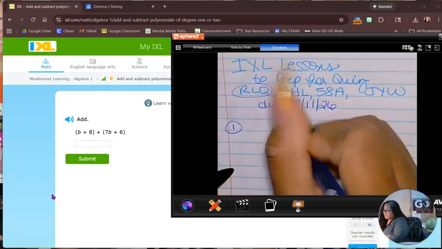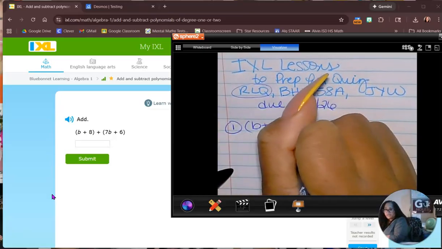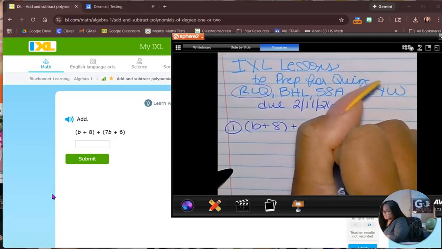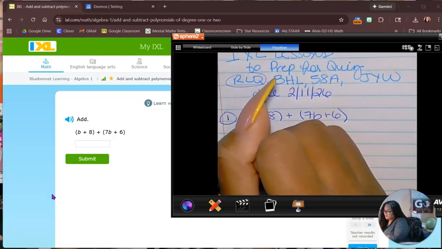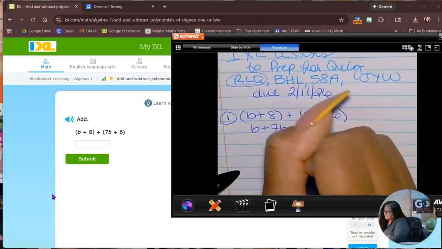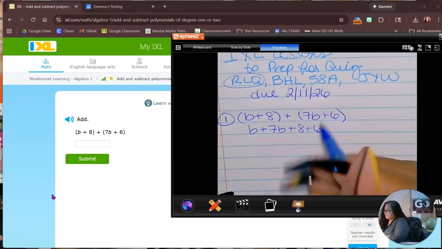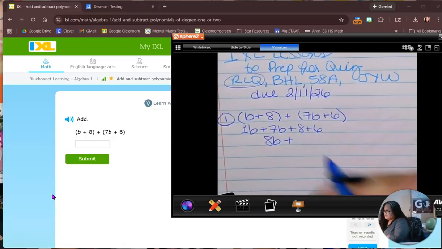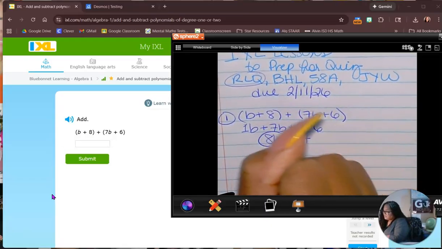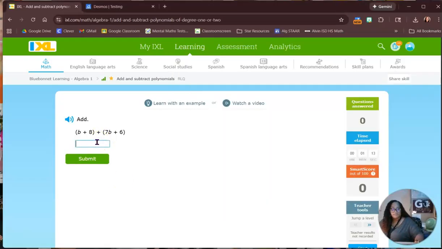I'm starting with the questions that look like this. Let's just say question 1 is b plus 8 plus 7b plus 6. You can do it one of two ways. You can group your like terms together by doing b plus 7b plus 8 plus 6. This is 1b plus 7b, which makes 8b, and then 8 plus 6, which is 14, and then circle your answer. That's one way to show your work. Then come over here and type in 8b plus 14.